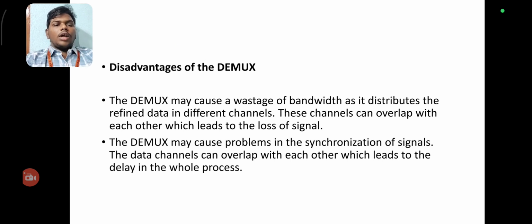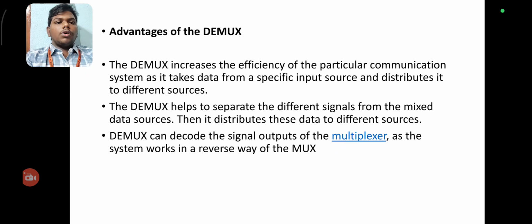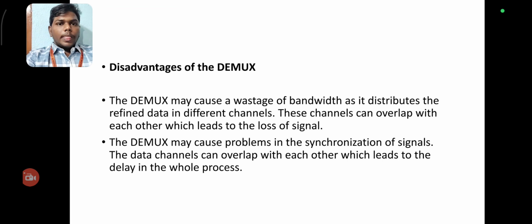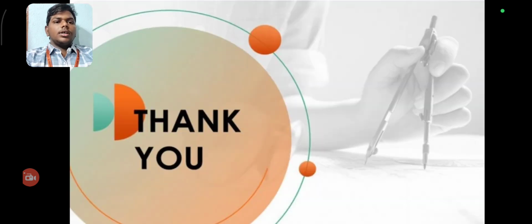The conclusion is that the demultiplexer is a combinational logic circuit, and it is quite the opposite of a multiplexer. Its advantage is that it increases the efficiency of communication. The main disadvantage is that overlap can happen between the channels, which may cause wastage of bandwidth, as it distributes the refined data in different channels. So this is about the demultiplexer.